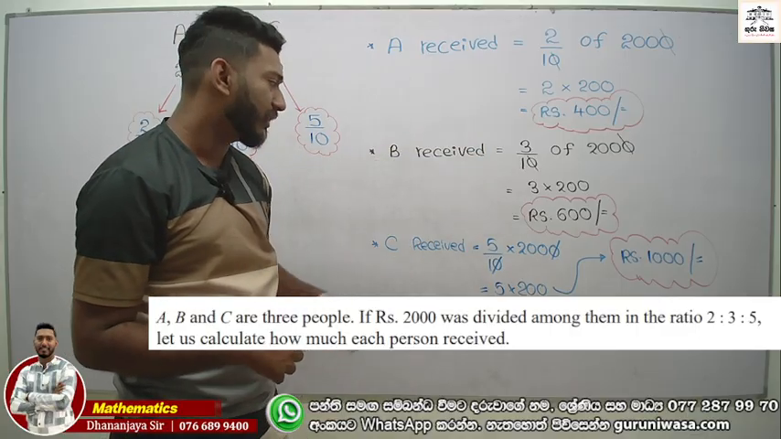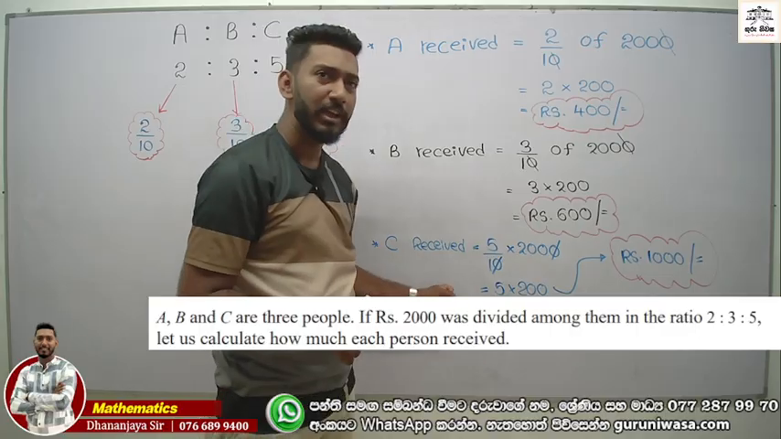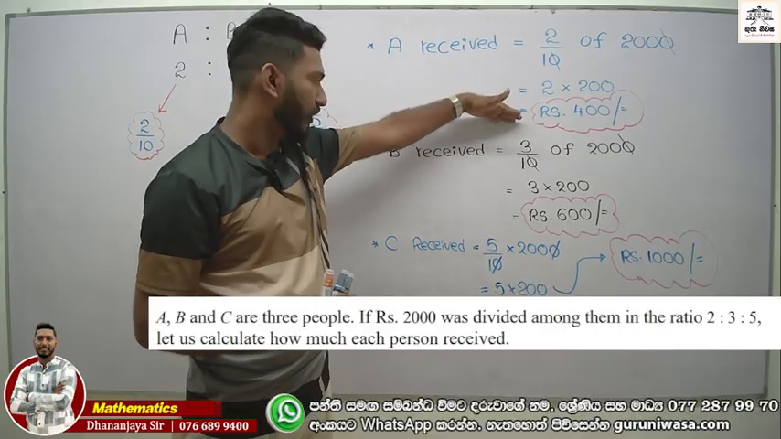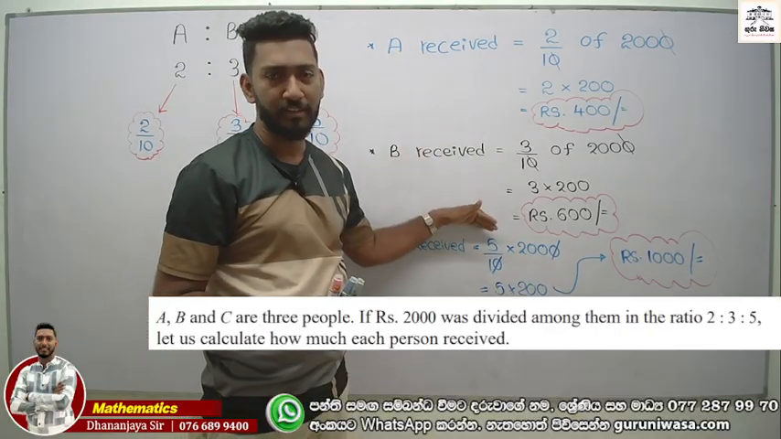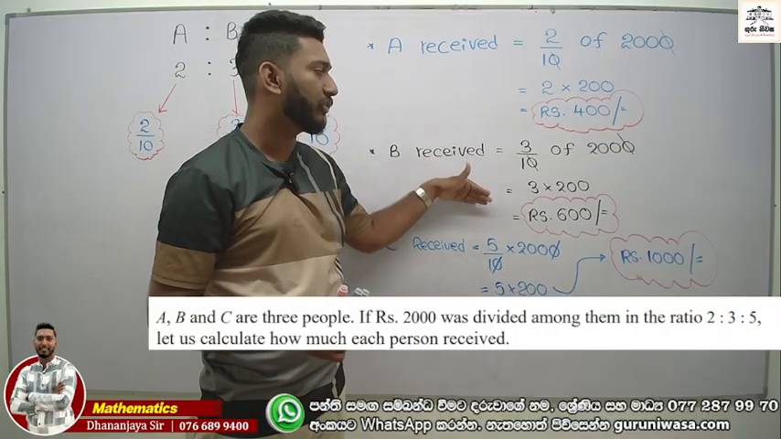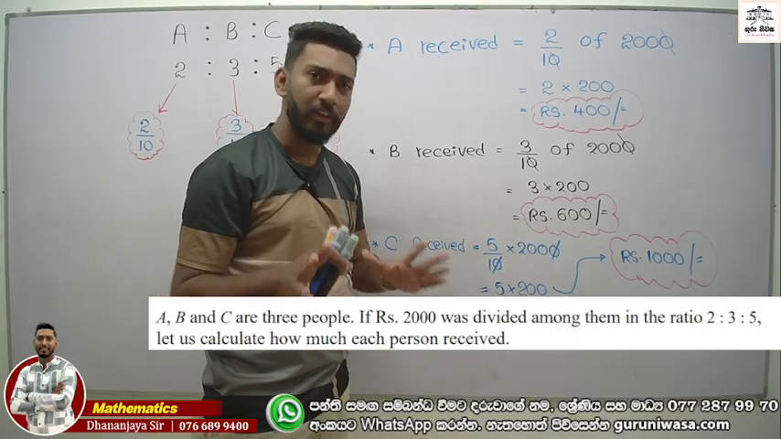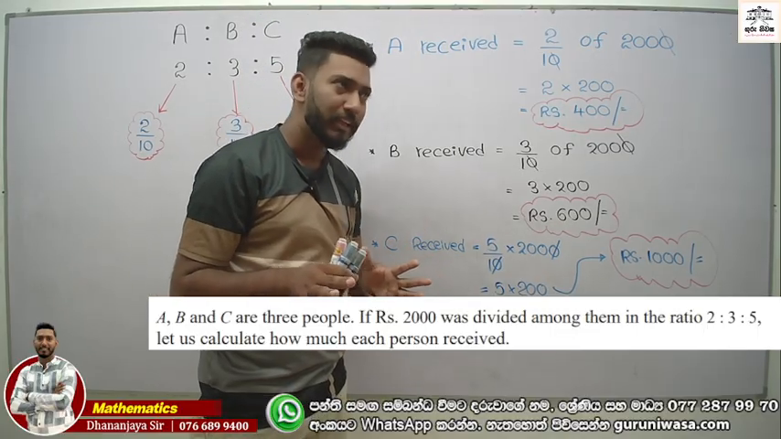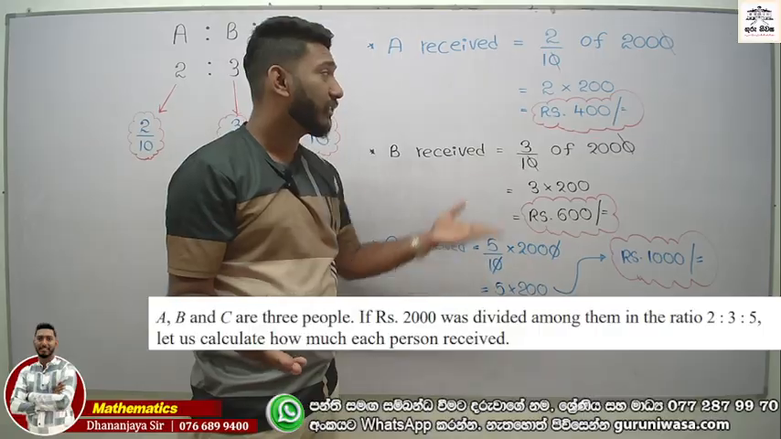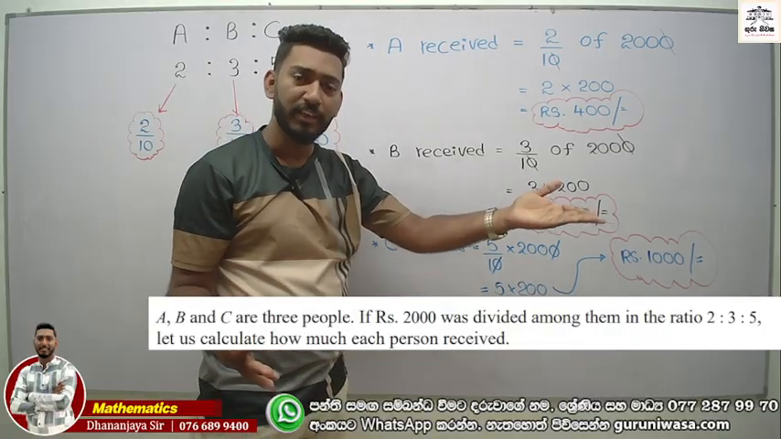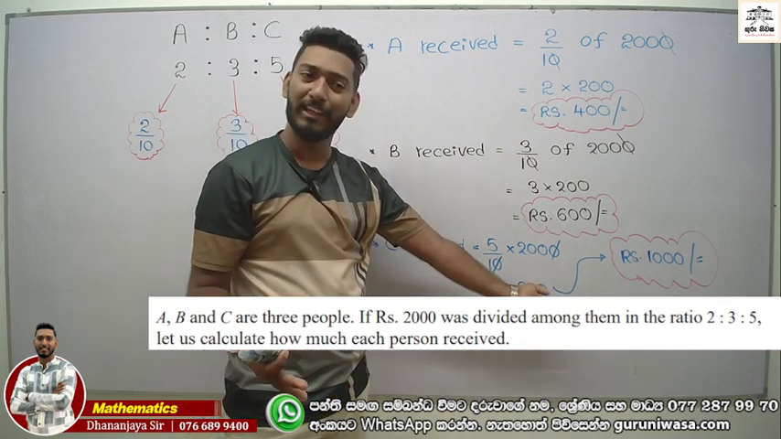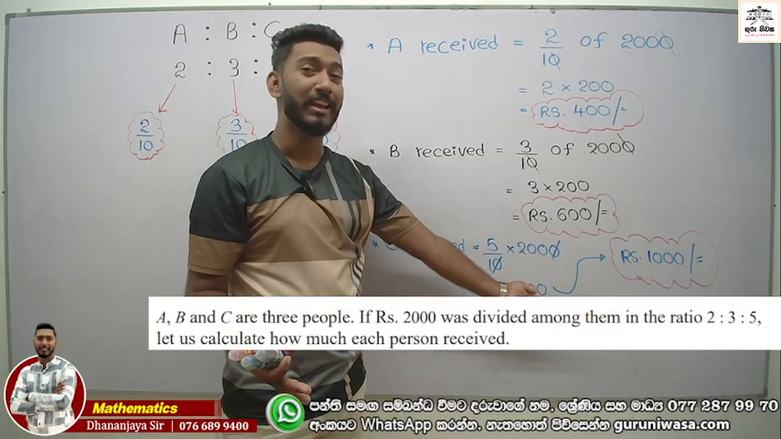If you want, you can find the last one like this. Listen, A received 400, B received 600. Therefore, total money received by A and B is 400 plus 600, which is 1000. And we know the total money is 2000. Therefore, you can subtract 1000 from 2000. Then the answer for what C received is 1000. Did everyone understand? If you like, you can find it that way too.